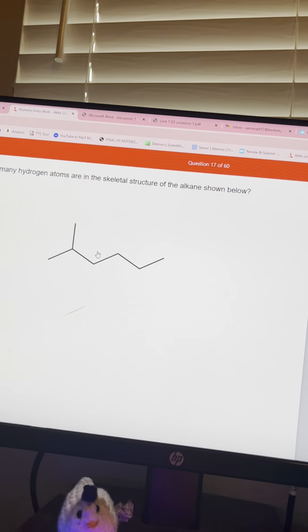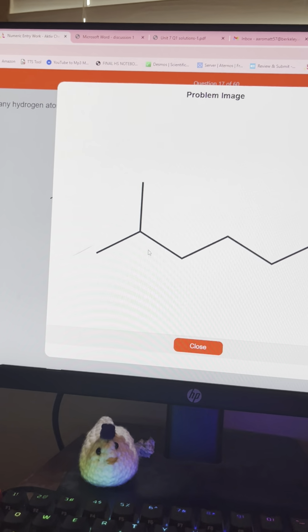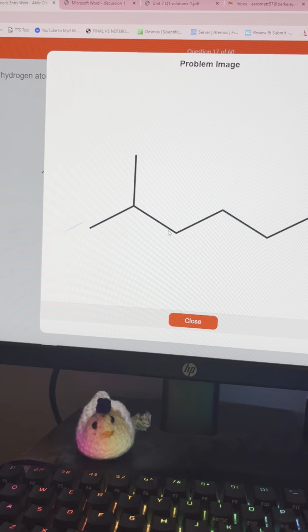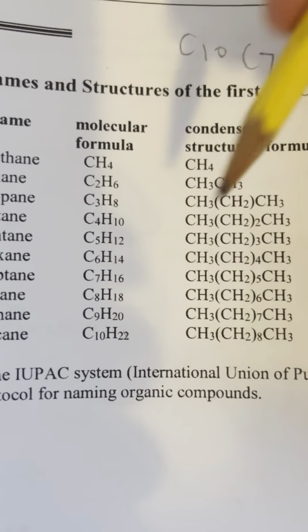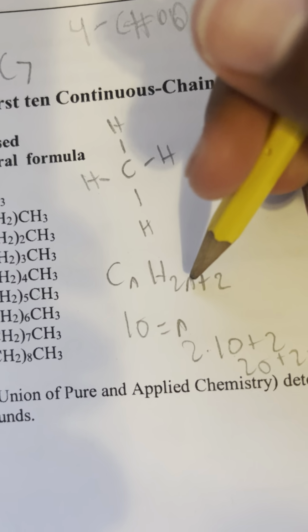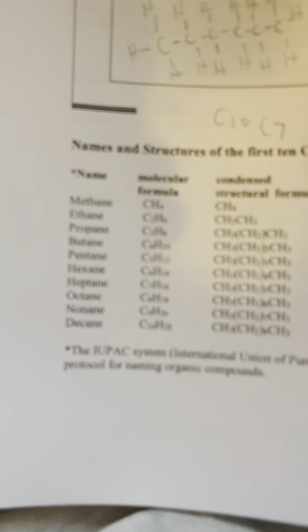Okay, now it's asking for how many hydrogen atoms. So we can just calculate it. We have 1, 2, 3, 4, 5, 6, 7. So we have 7 carbon atoms. And if we just look down here, we have 16. Or you could do this formula. We know that n is 7, so 7 times 2 is 14, plus 2 is 16. Okay, and then 16 hydrogens. So if you just count the amount of carbons and consult this graph, you can look up how many hydrogens there are.